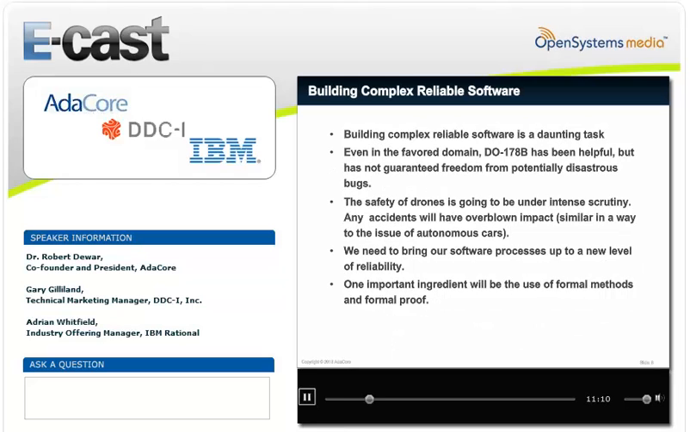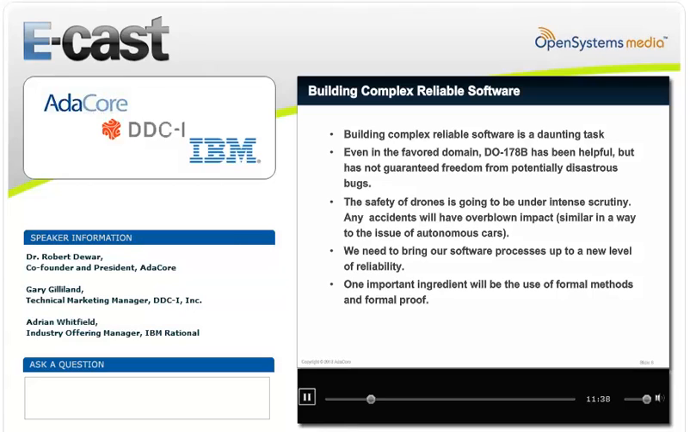178B has been helpful, but hasn't guaranteed freedom from potentially disastrous bugs. We've just been lucky that those bugs haven't killed anyone yet. An important point here, I think, is the safety of drones is going to be under intense scrutiny. Any accidents will have overblown impact. The public has a natural fear of machines that aren't controlled by humans. And there's a similar sort of fear of autonomous cars.